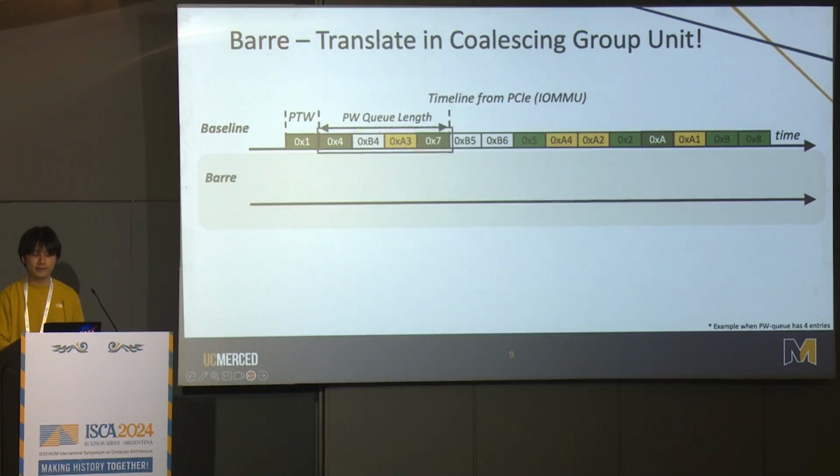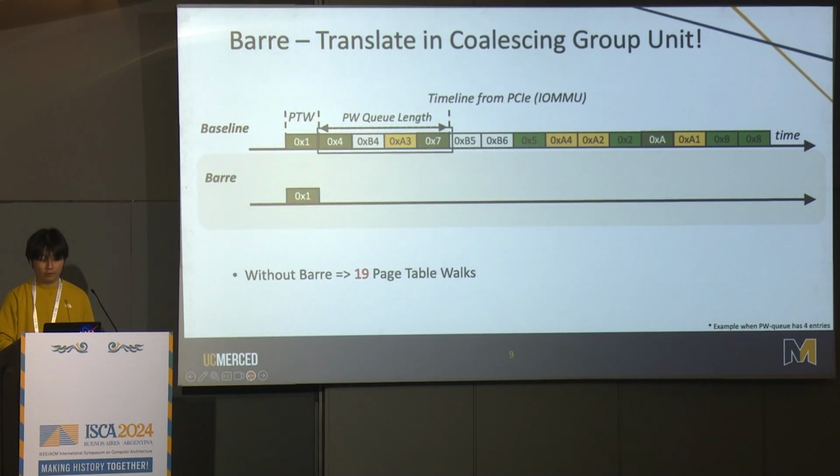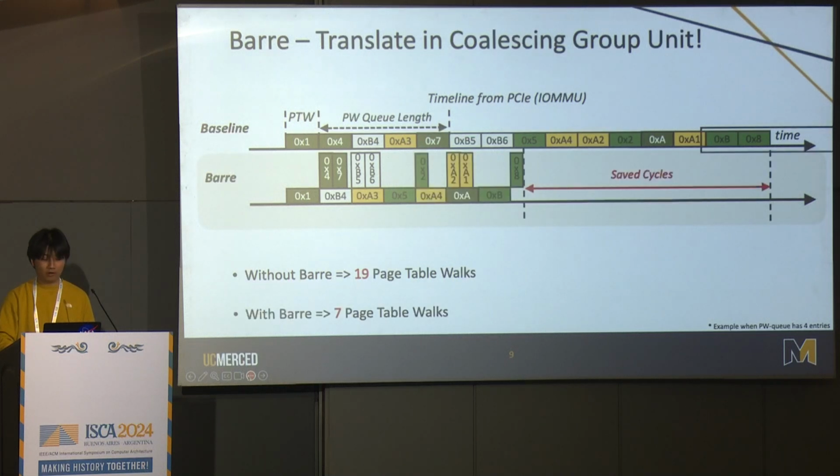Now let's see how such a coalescing scheme can benefit performance. In the baseline architecture, to translate all 19 pages, assuming L2 TLB misses, it requires all 19 page table walks. However, with BAR, when we finish one translation, we can check the page walking queue and find if there's any translation request waiting in the queue that is in the same coalescing group and can be inferred without a page table walk. Overall, with BAR, we are able to finish the same translation requests with only 7 page table walks.